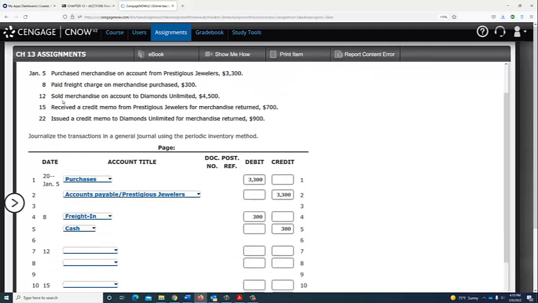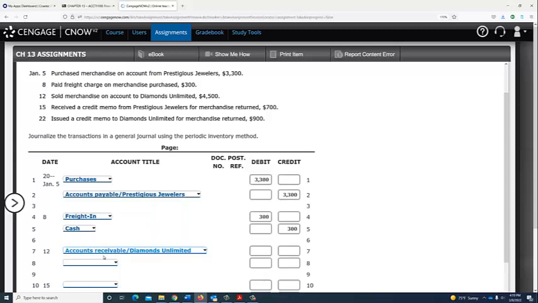On the 12th, we sold merchandise on account to Diamonds Unlimited. So for the periodic method, we simply record the sales, which is debit accounts receivable, credit sales. We've seen this entry many times before.